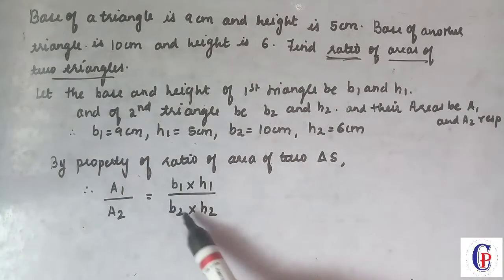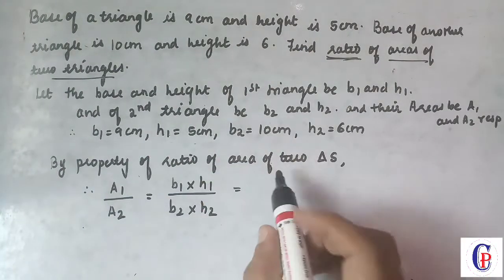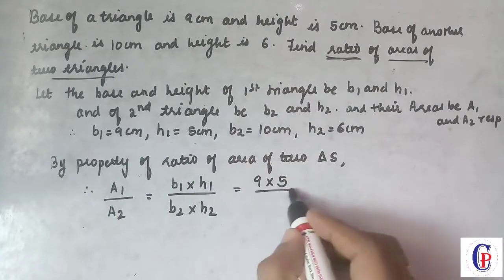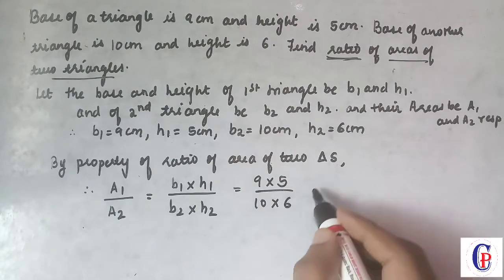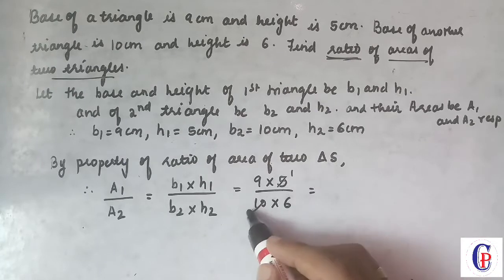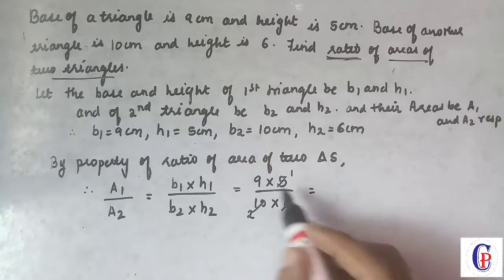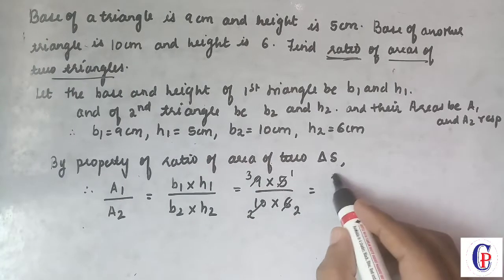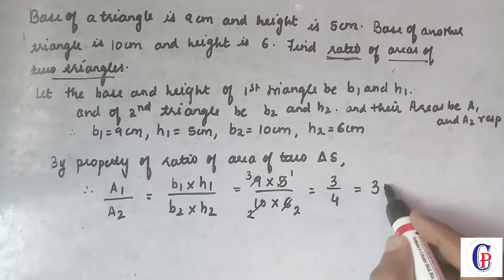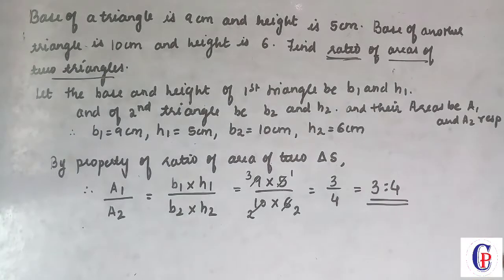All these four values are given to us, so that is 9 into 5 upon 10 into 6. 5 ones are 5, 5 twos are 10, 3 twos are 6, 3 threes are 9. If you reduce this you will get 3 upon 4, that means 3 is to 4. So this is our answer: the ratio of the areas of the two triangles is 3 is to 4. It was very clear cut, directly asked in the question.